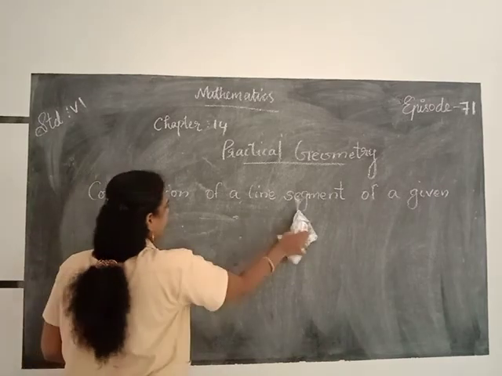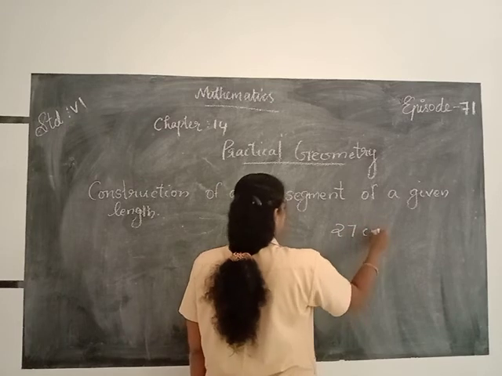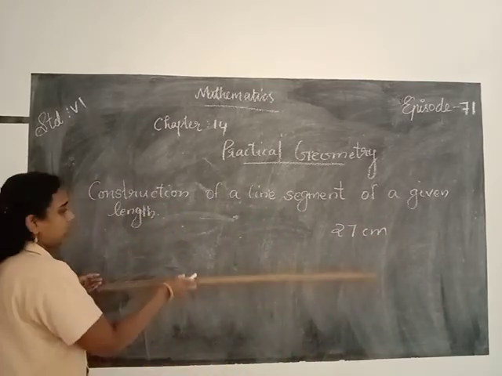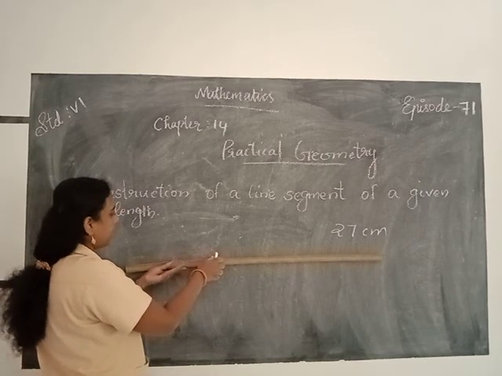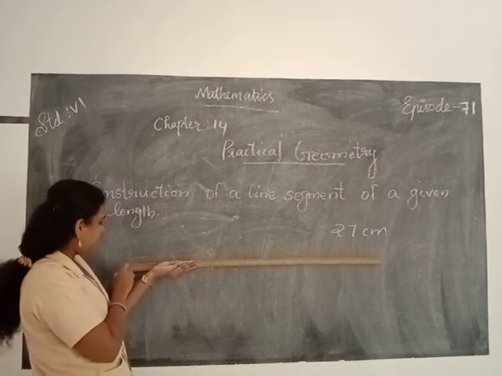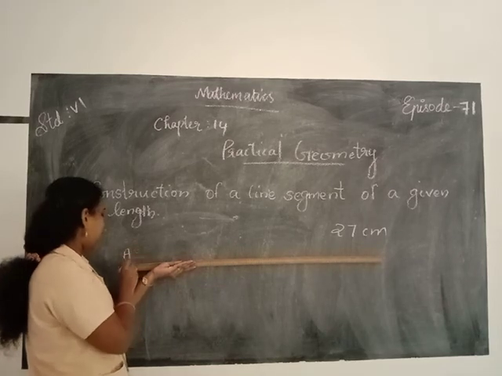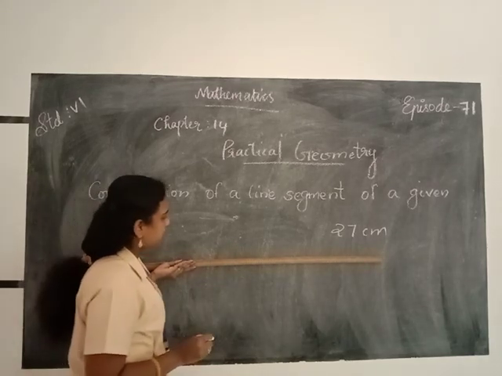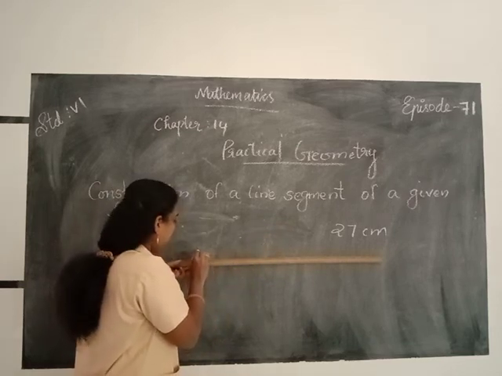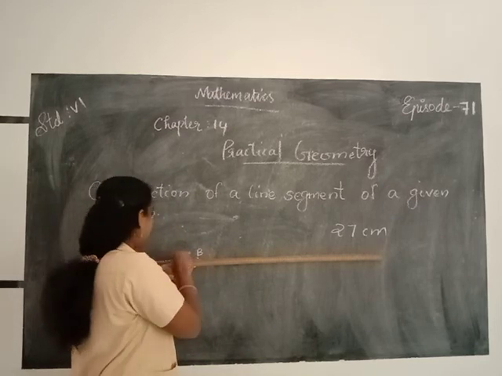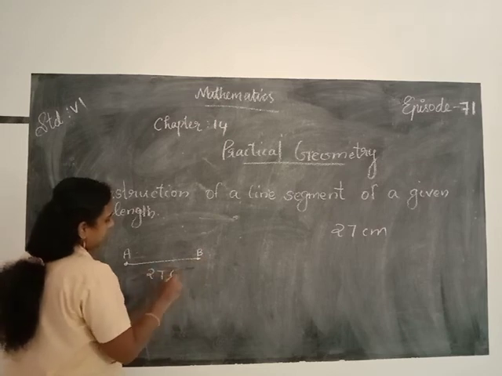For another example, if you want to draw a line segment of 27 centimeters, first place the ruler in your notebook, then mark two points A and B 27 centimeters apart. The first point is on the 0 of the ruler. Then the next point B is at 27 centimeters. Here is 27 centimeters, so mark the point B here. Then join the two points, and you get the line segment AB of 27 centimeters.